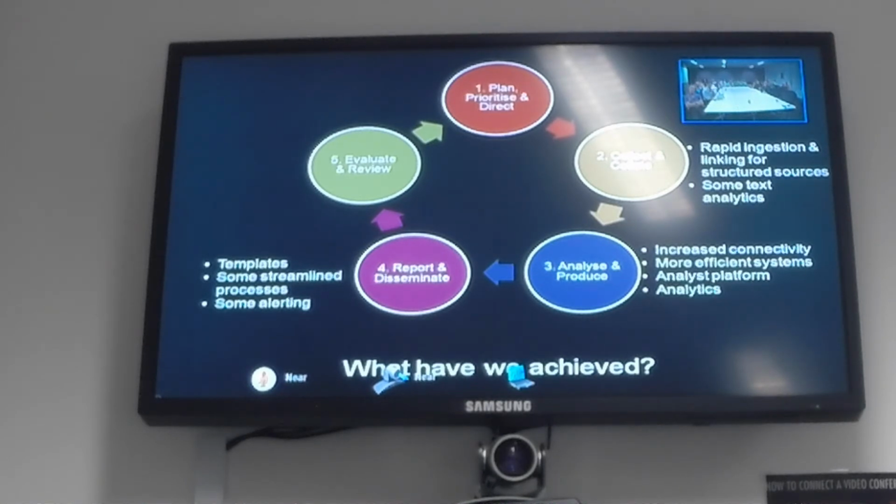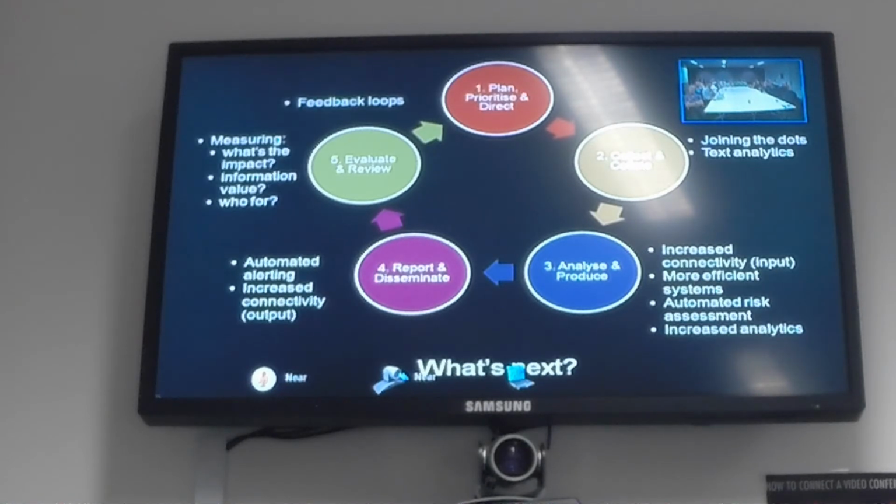What we're doing next, in phase 2, we're going to be getting more data. We're going to focus on the criminal intelligence picture at the national level, and I'll talk about that next. We will do more text analytics, we already are. In phase 3, we will increase the connectivity of input sources. We will increase our efficiency in several ways. We will automate risk assessment even more, and this is something that will go on and on with more information. And obviously we'll be using increased analytics.